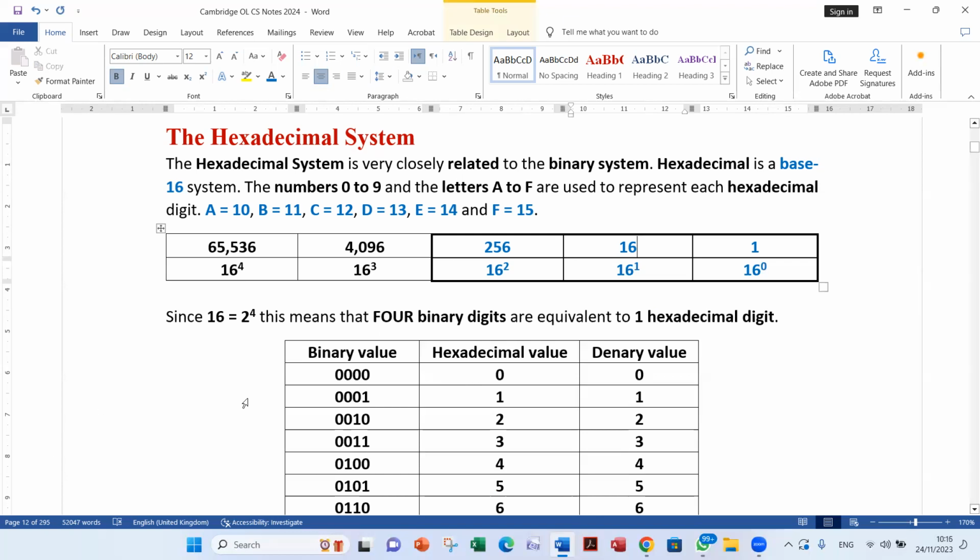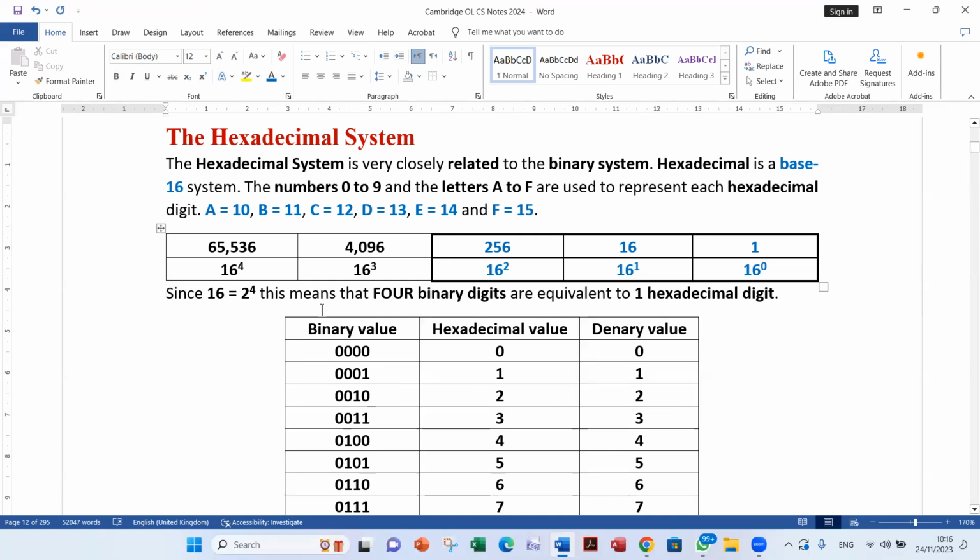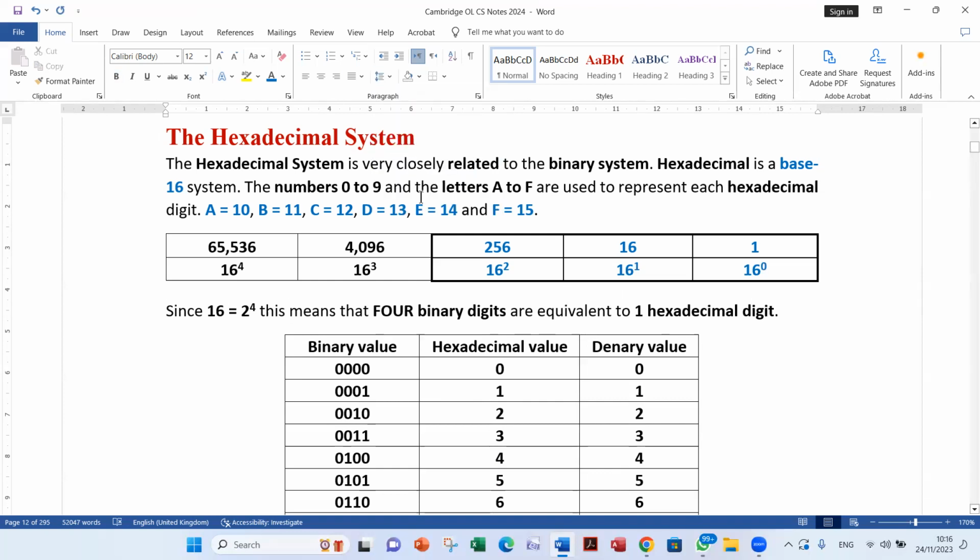And the good thing is that since 2 to the power of 4 is equal to 16, this means that 4 binary digits are equivalent to 1 hexadecimal digit. We will be using that all over.